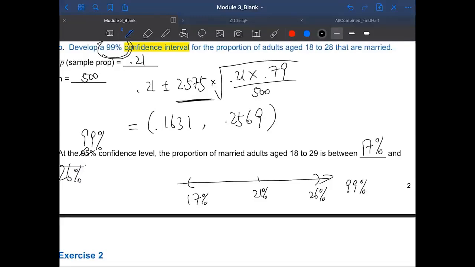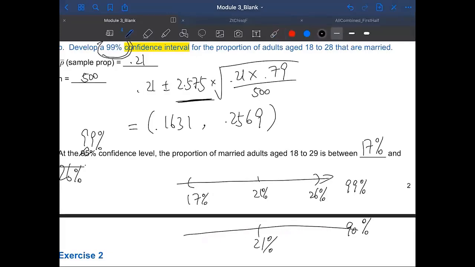I want to ask you a question. What if I change this to a 90% confidence interval? Where do you think is the center of this interval? Without doing any calculation, use your intuition. If I change the confidence level from 99% to 90%, is the center still at 21%? It's still 21%, right? This part doesn't change.